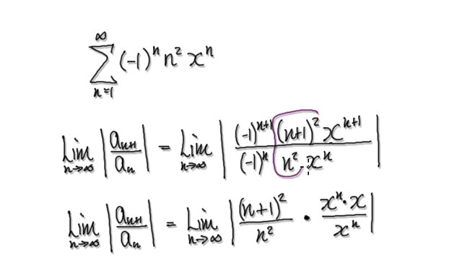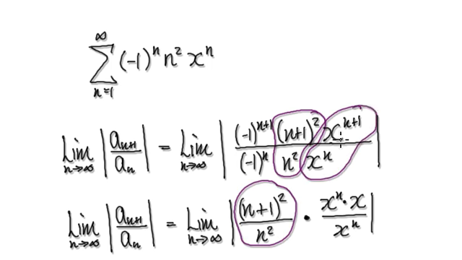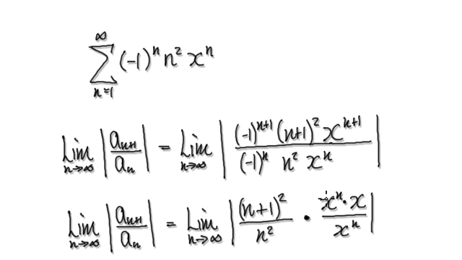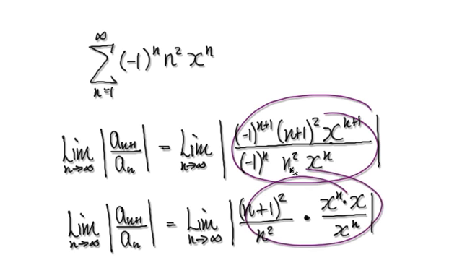You would then group all the n's together and then group all the x's together. But visualize this as x to the power of n times x. So this is n plus 1, n plus 1. This whole thing here will then become this.